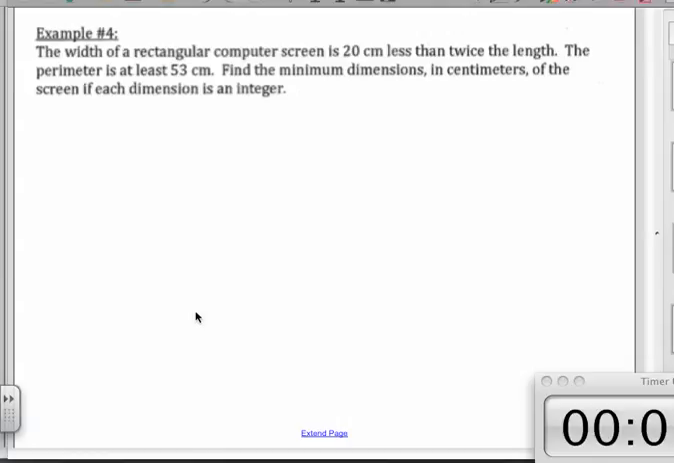Ben, what you got? W equals, right? 2L, twice the length, minus 20. Minus 20. That's beautiful. Couldn't have done it better. That's perfect. That's the first one. Now the second one says the perimeter is at least 53 centimeters. Now is that an equation or is that an inequality, Reed? Inequality. That's an inequality, right?